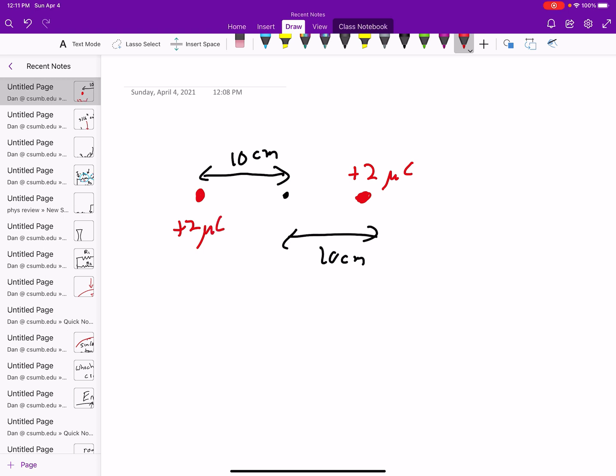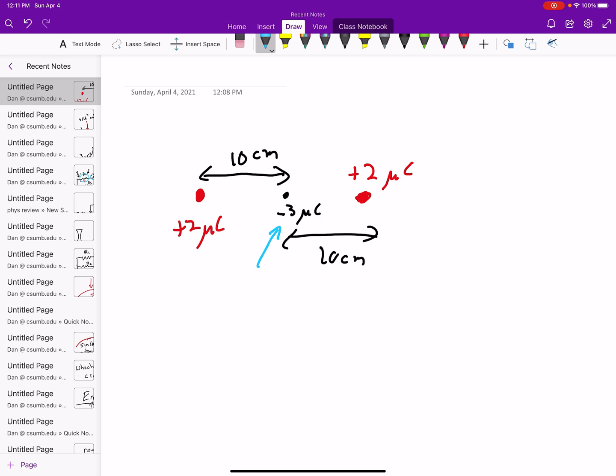And they don't necessarily have to be the same size, the two end ones. They could be. Makes things a little bit more straightforward, but they don't have to be. And the middle one I'll make minus 3 microcoulombs. And what I'm going to ask you here is, what is the force on the central charge as a result of the other two charges acting on it?